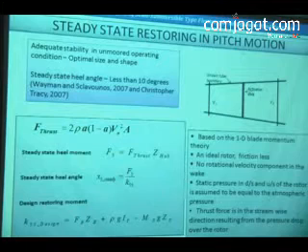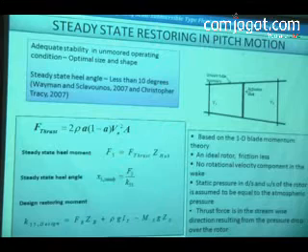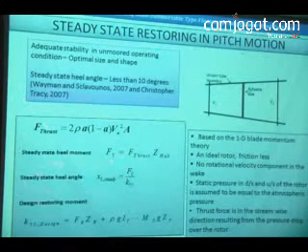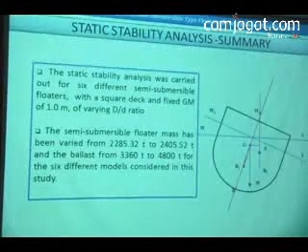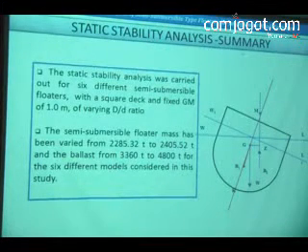These are the load calculations on the rotor, the thrust motions, the steady state heel angle, and the design restoring moment from the structures. We analyzed 6 different semi-submersibles with a square deck and a fixed GM of 1 meter, varying the diameter of the column relative to the diameter of the pontoon.